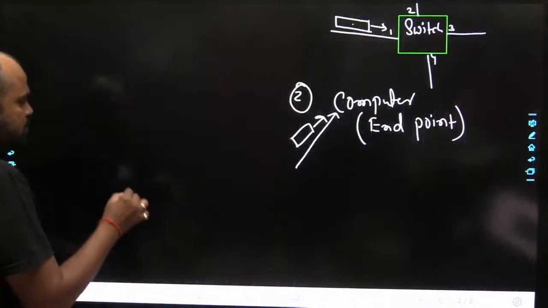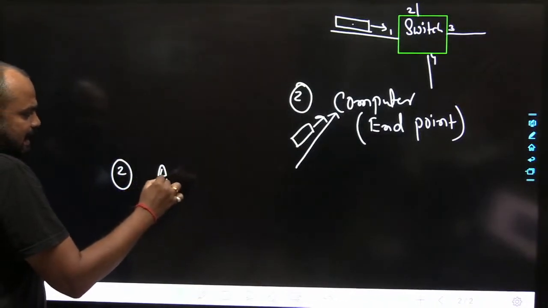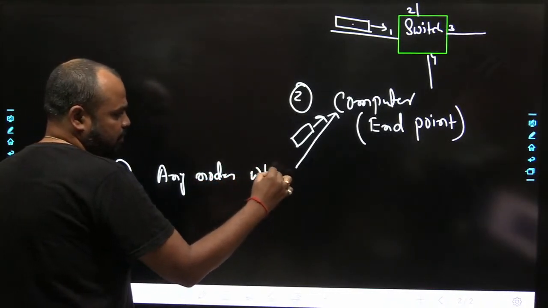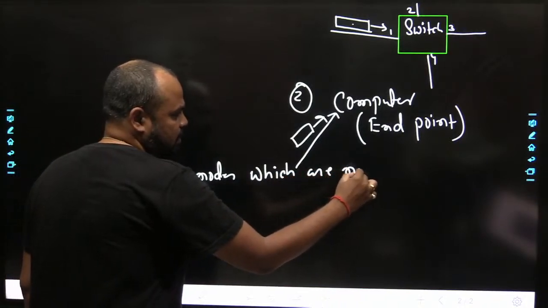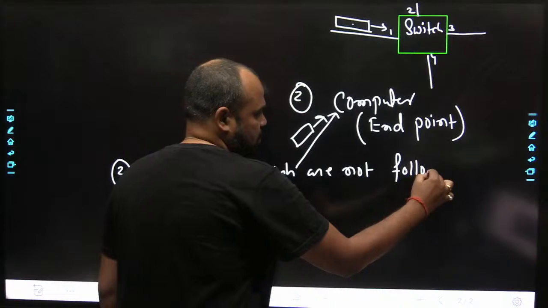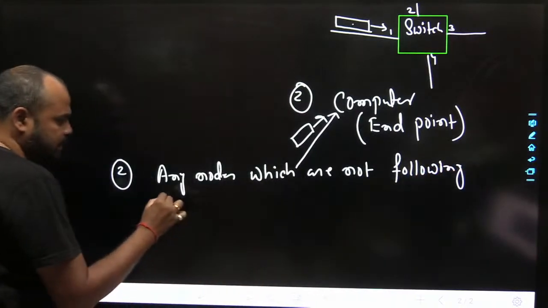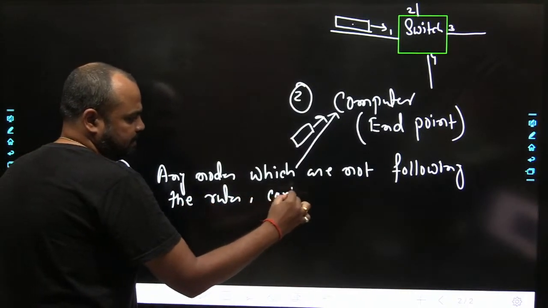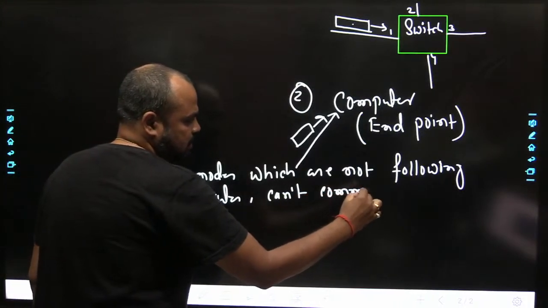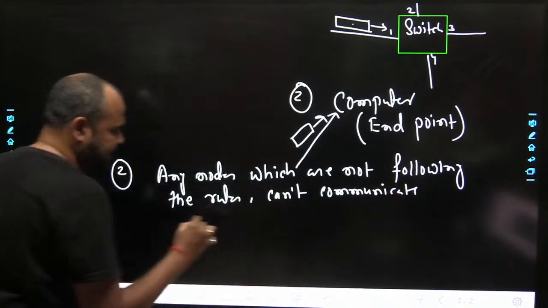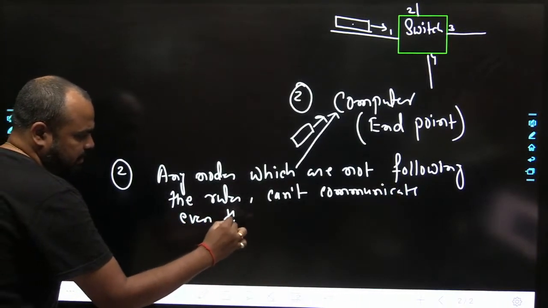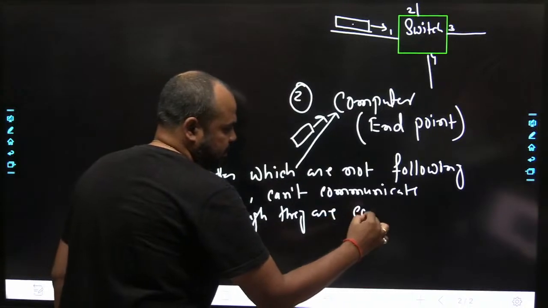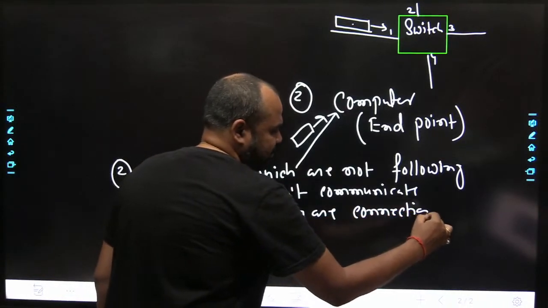So the second point that you can write: any node which is not following the rules cannot communicate, even though they are connected. I can give you the simple example.